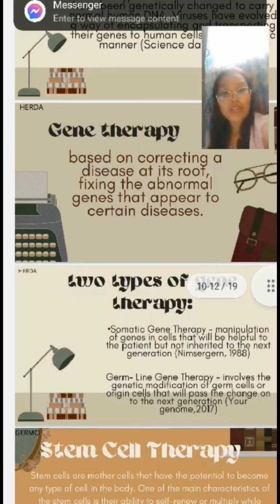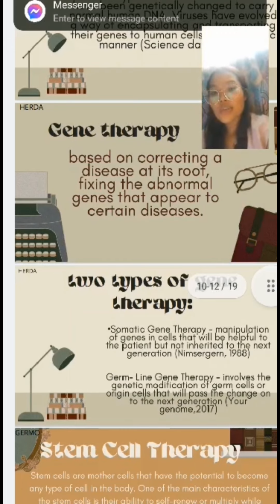Eggs, may it be eggs or a sperm cell. So eggs are for girls and sperm are for boys. While somatic gene therapy is when DNA is transferred into body tissues. So what are these body tissues? For example, the muscle tissues, our nervous tissues, and more.